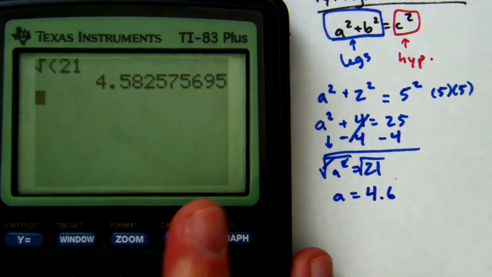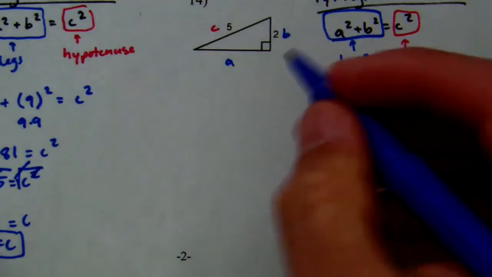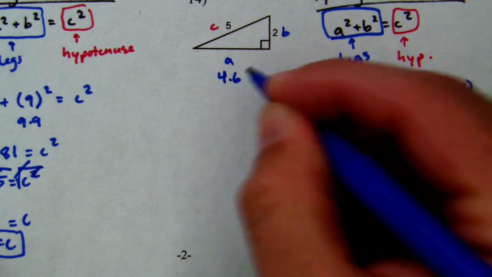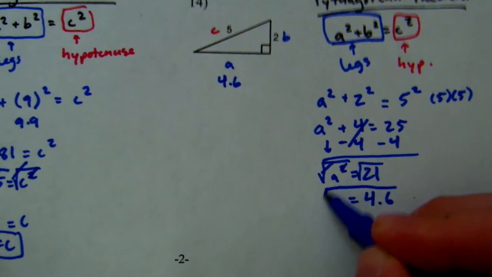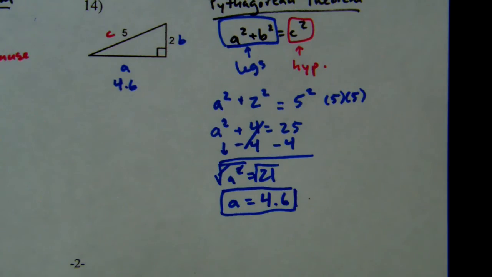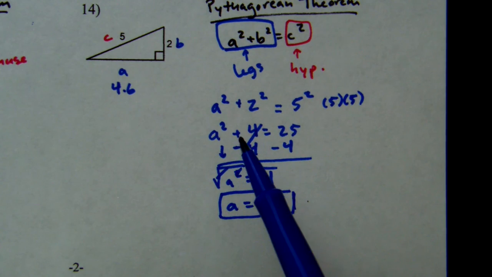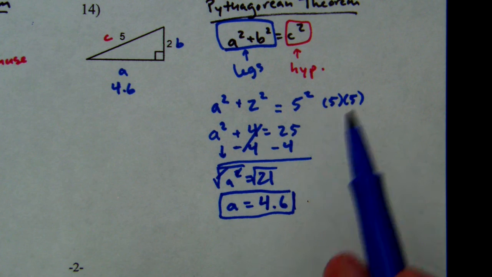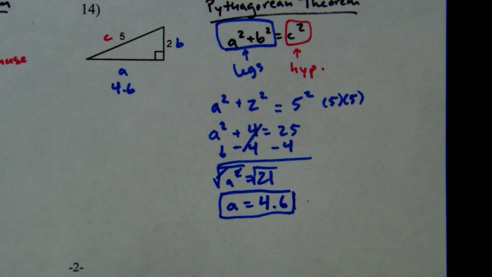4.6. So when we look at our triangle, this value right here is going to be 4.6. Okay, so finding a missing leg, we got to do a couple extra steps where we have to move the B squared or the A squared, depending on what you chose, and we got an answer of 4.6.